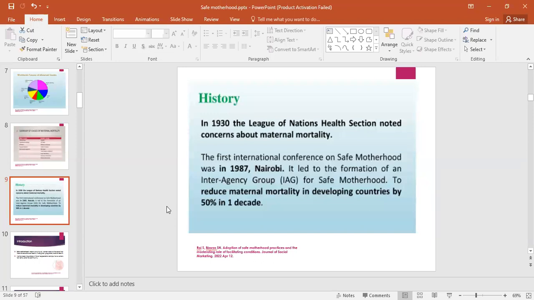In 1930, the League of Nations Health Section noted concern about maternal mortality. The first international conference on safe motherhood was in 1987 in Nairobi. It led to the formation of an Inter-Agency Group for Safe Motherhood to reduce maternal mortality in developing countries by 50% in one decade.